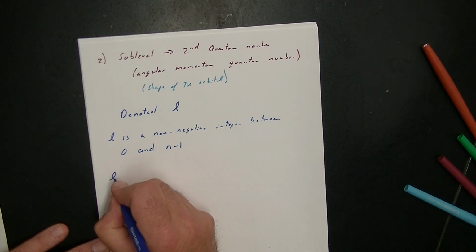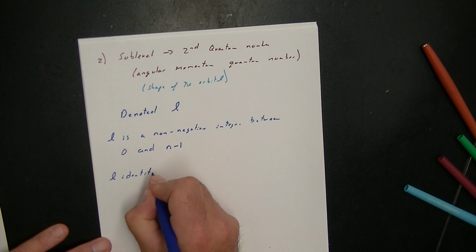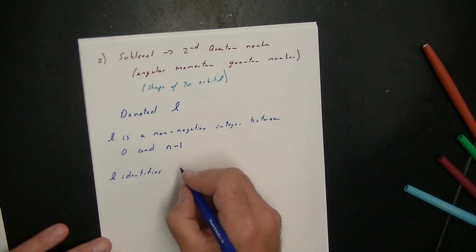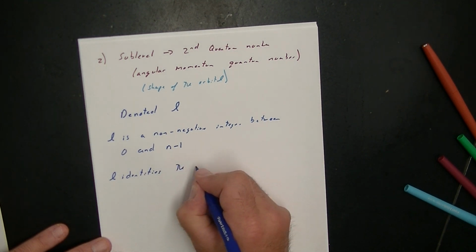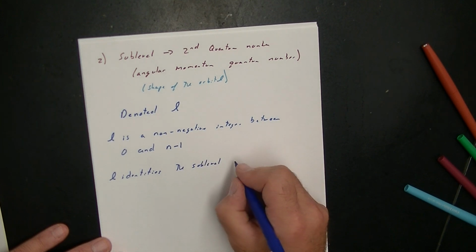What L is doing is identifying the sublevel the outer electron is in.